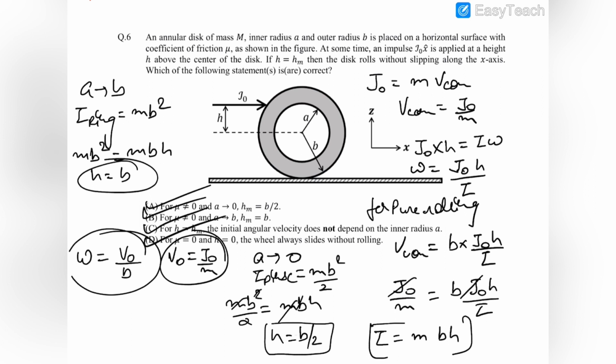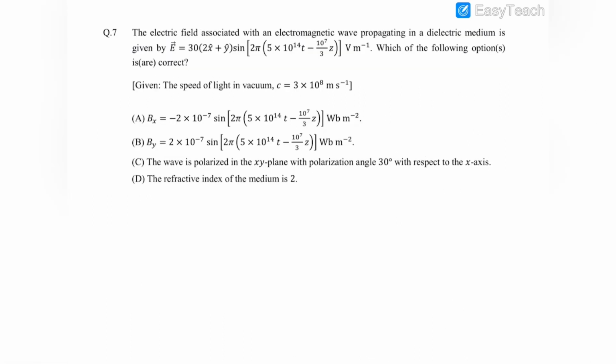Now we move on to the next question. In this question, there is an electric field associated with the electromagnetic wave propagating in a dielectric medium, and the electric field is given by this equation. So we have to find out which of the following options is correct.